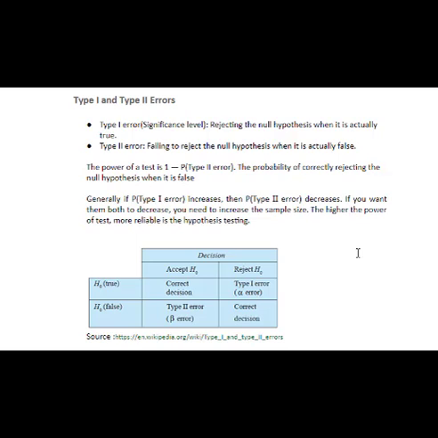If we want to decrease both type 1 and type 2 error, just changing the significance level will not help. In fact, it may make the situation worse. The way to reduce both type 1 and type 2 error is to increase the sample size. The higher the power of the test, the more reliable the hypothesis testing. Thank you.